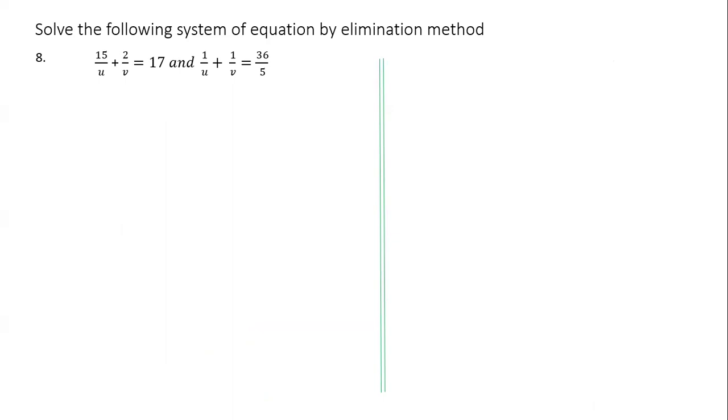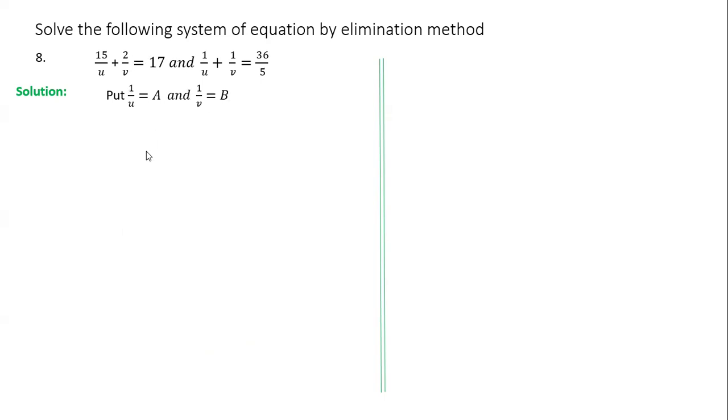8th question, again a different one. Now the variable is in the denominator. In the previous question, numbers were in the denominator and we took LCM. Now the variable itself is in the denominator. How do you solve this? If in the question the variable is in the denominator, then what we do is put 1 upon u as a and 1 upon v as b. Here the variable is u.